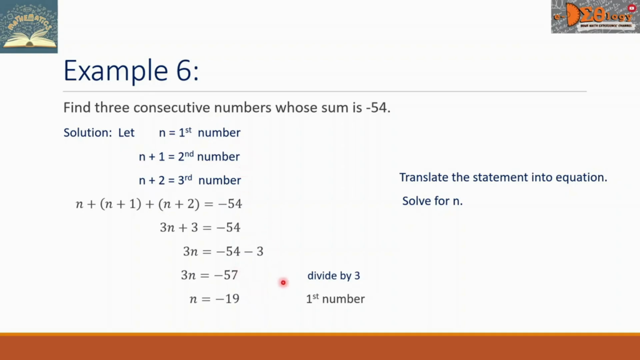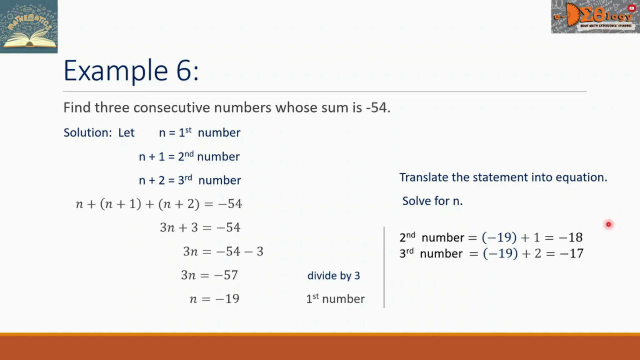What about the second number and the third number? Let's begin with the second number. The equation is n plus 1. We found the value of n as negative 19. So we substitute it here. So the second number now is negative 19 plus 1. And this is equal to negative 18. What about the third number? The equation is n plus 2. We get the n to be negative 19. So the third number now is negative 19 plus 2. And the answer is negative 17.